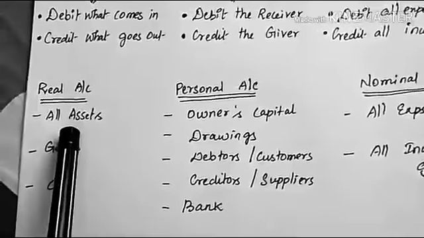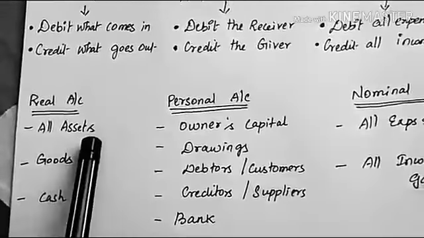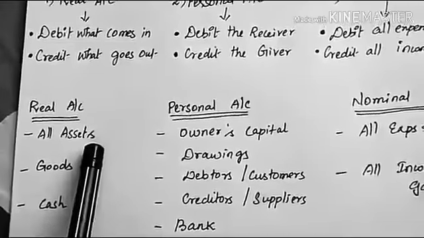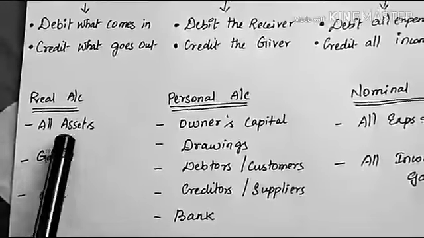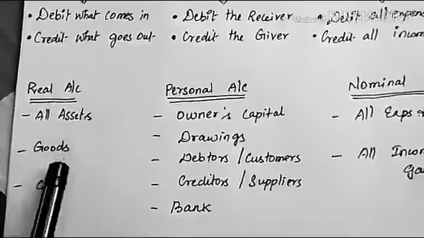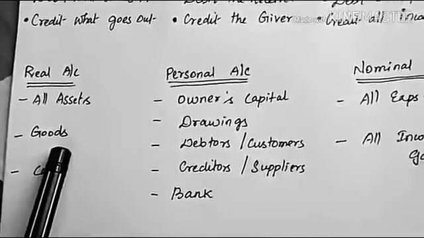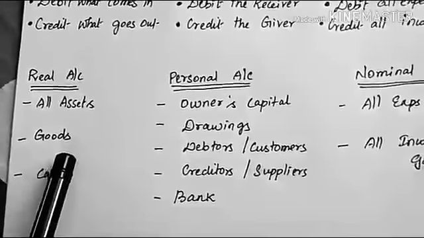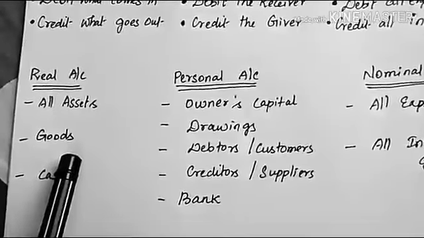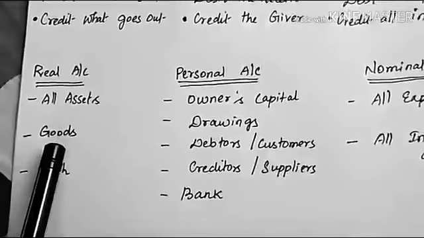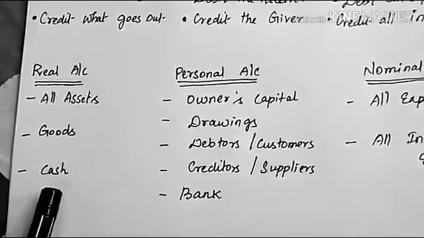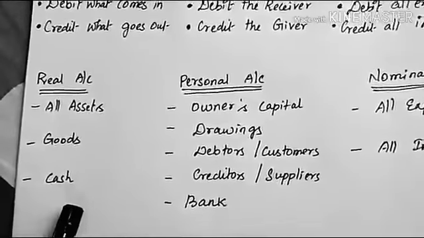For example, building, land, machinery, furniture, computer, all the fixed assets are real account. In the same way, goods. When you purchase goods, goods comes in. When you sell something, goods goes out. So goods also, in the form of goods, is a real account. And in the form of cash, cash in hand, cash at bank.